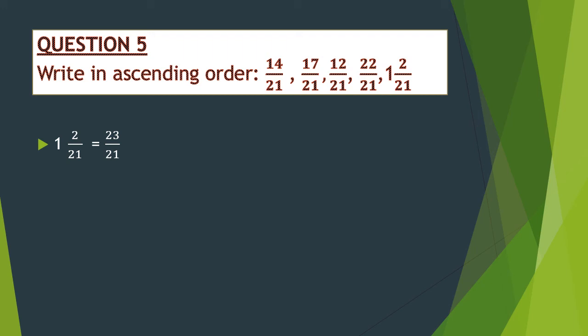So here the smallest numerator is of 12 upon 21. So 12 upon 21 is the least fraction. Then 14 upon 21, then 17 upon 21, 22 upon 21 and then 23 upon 21, that is 1 2 upon 21.